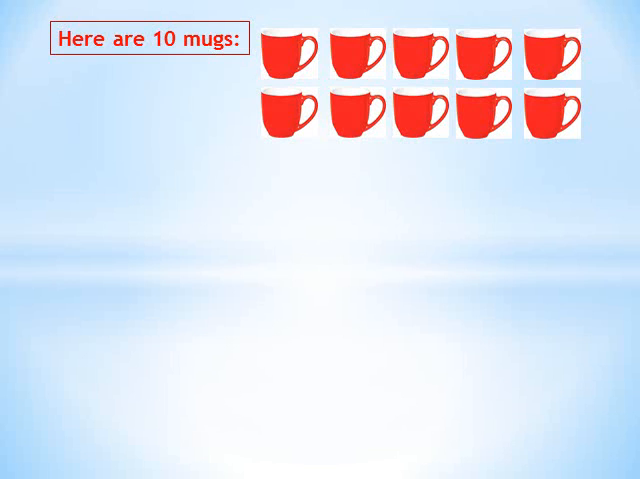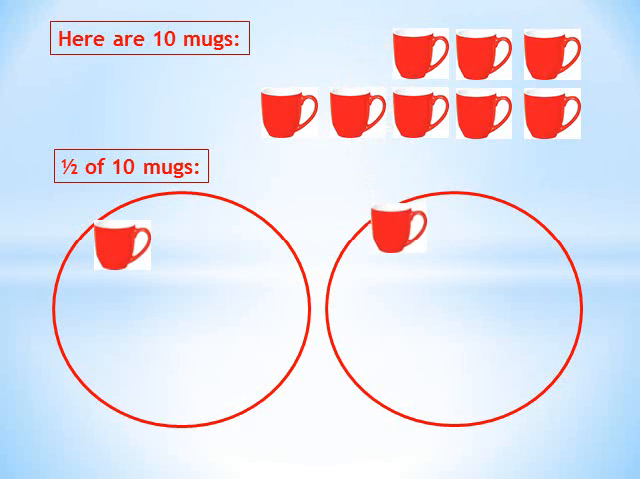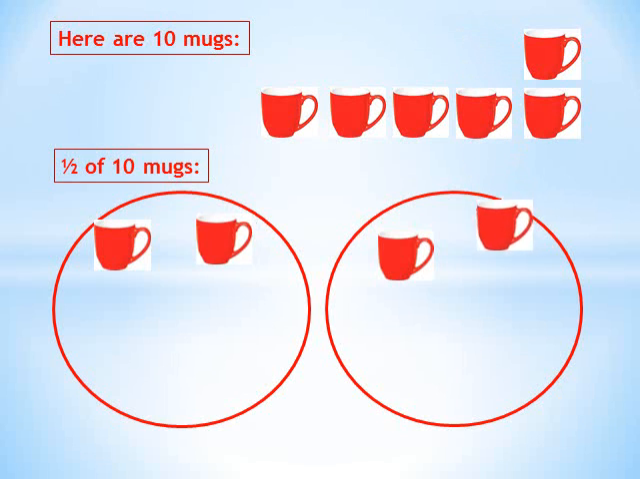Here I have 10 mugs. I want to get half of these 10 mugs. Half means I will need two groups. I want to share these mugs among these two groups so that both groups have the same number of mugs. So let's start sharing the mugs together. The first mug goes in the first group, the second mug in the second group, the third mug in the first group again, the fourth mug in the second group, and so on.